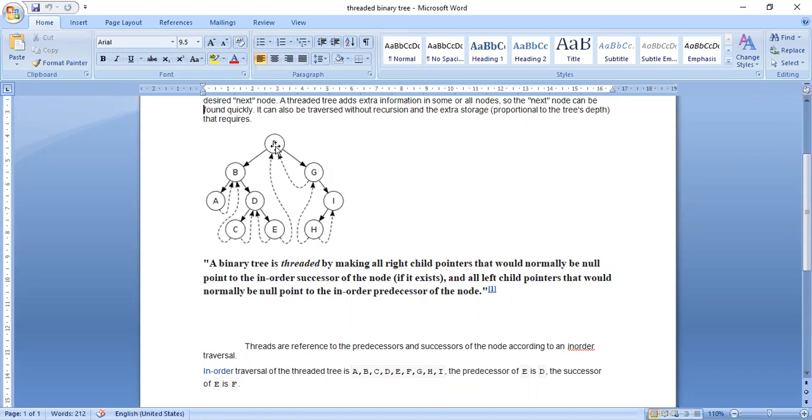So you can see the diagram here. In general, if you take the node E, in node E, the left and right pointers, I will draw the diagram so that you can understand easily.